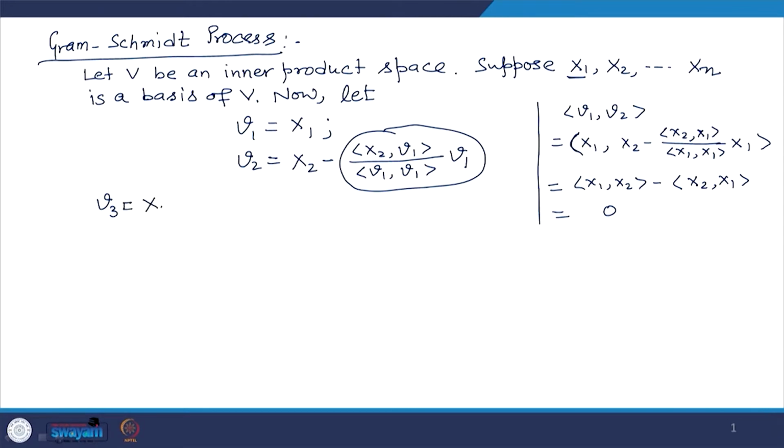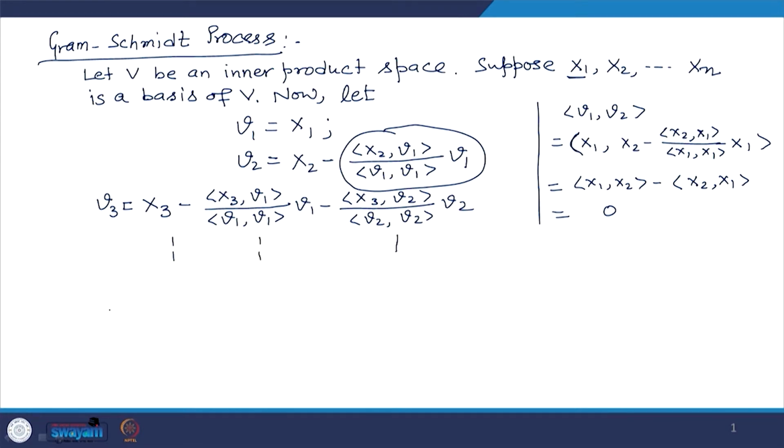V3 will be, again, I will subtract from x3 the component of x3 in the direction of V1 and V2. So, it will become x3 minus x3 V1 upon V1 V1 into V1, minus x3 V2 upon V2 V2 into V2, and I will go in the same way for x4 and so on.